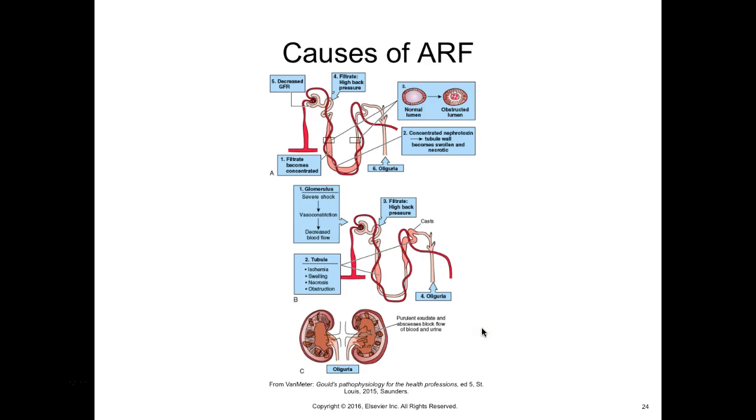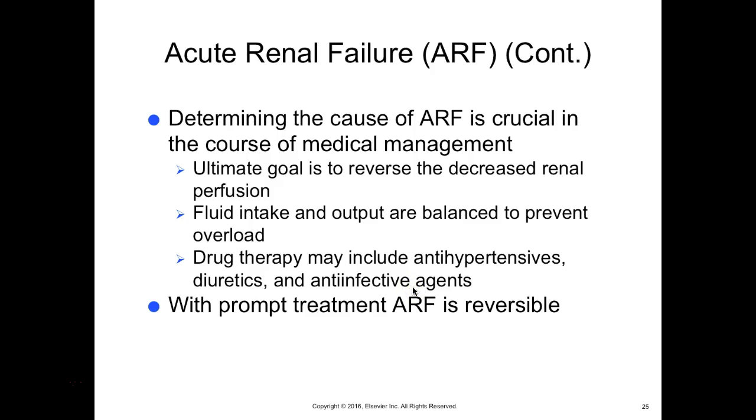And so when someone's blood pressure, let's say they go into shock and they're hypotensive, the loss of blood pressure can cause acute renal failure. So restoring blood flow to the kidney is essential to restore renal function. Determining the cause of acute renal failure is crucial in the course of medical management. The ultimate goal is to reverse the decreased renal perfusion. Fluid intake and output are balanced to prevent overload. Drug therapy may include antihypertensives, diuretics, and anti-infective agents, depending on if that's the cause. With prompt treatment, acute renal failure can be reversed.